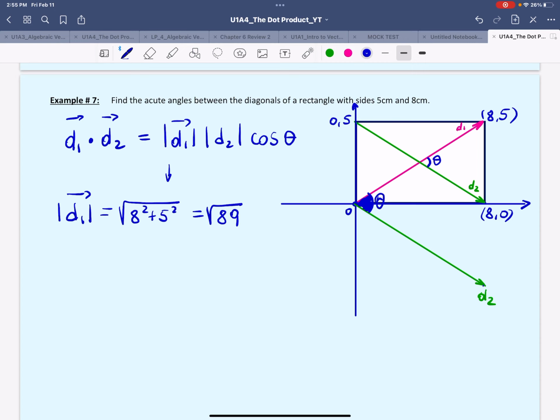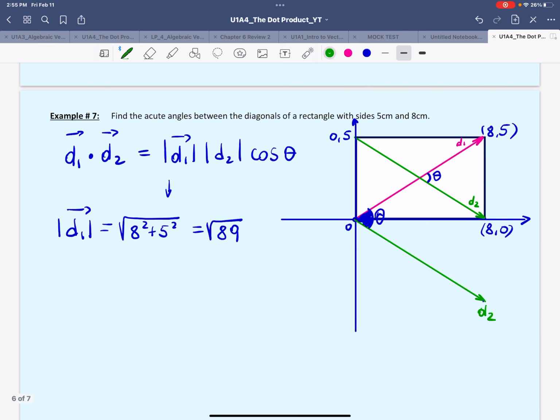For the diagonal D2, obviously the magnitude is the same because they're the diagonals of the rectangle, but if you want to go the more analytical way, then you will define the coordinates, which in this case are x equals 8, y negative 5. So D2 will have the magnitude square root of 8 squared plus negative 5 squared. That would be again root of 89.